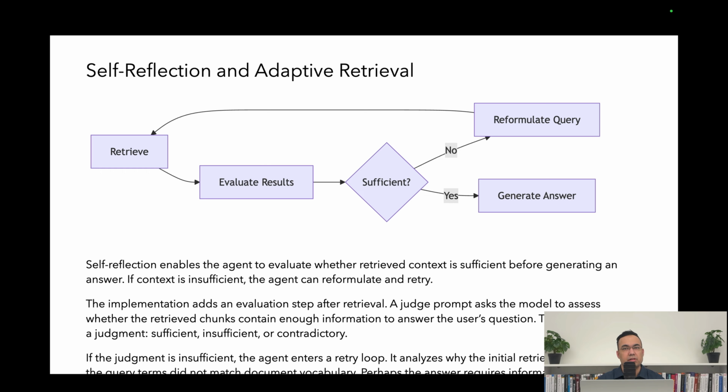Guardrails are what prevent infinite loops. You should be setting a maximum retry count. Track which query formulations have been tried to avoid repetition. You should be defining a fallback response when retrieval repeatedly fails.